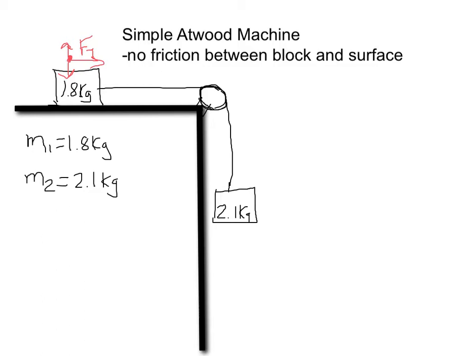Then we have object 2, the one at 2.1 kilograms. If we do a simple free body diagram for him, we've got a force of gravity aiming downwards, Fg. And then we've got a force of tension acting upwards. Not to scale, but Fg we know is going to be larger than Ft, and that's what's going to pull and accelerate the block downwards.